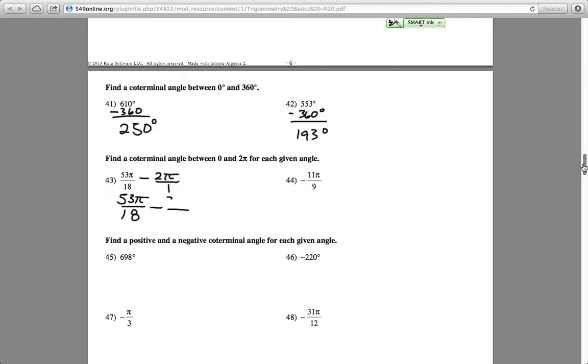It'd be 36 pi over 18, so it'd be 17 pi over 18. And we need to check: is that between 0 and 360? Is that between 0 and 2 pi? Yes. How can you be sure? Because it's almost 1 pi. 2 pi is all the way around. 18 pi over 18 would be 1 pi, so you know you're not even close to 2 pi. You're almost to 1 pi.